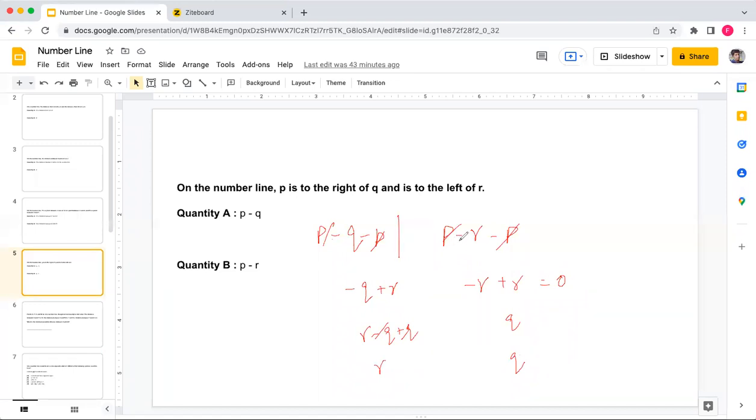Now can you quickly tell what is the answer? The question is saying that P is to the right of Q. This is Q, P is to the right, and P is to the left of R. Now, R is greater than P. That's why the answer is A. Got the point?